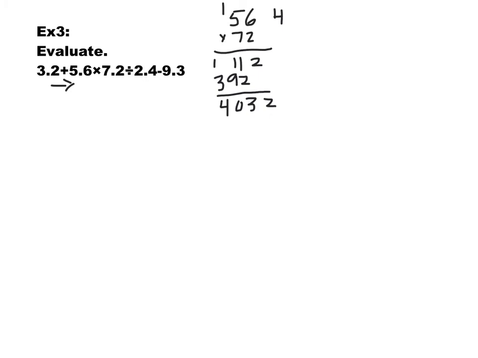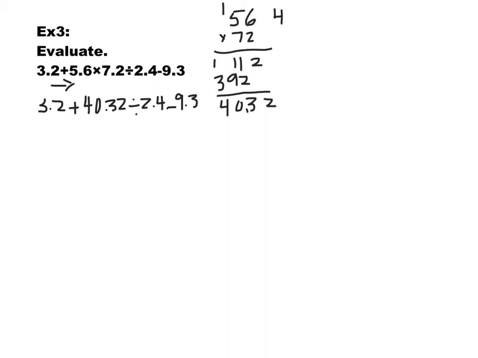Now since 5.6 and 7.2 each have one digit after the decimal, when we finish with the multiplication, we are going to move the decimal point to the left 2 digits. So the answer is 40.32. Now our expression becomes 3.2 plus 40.32 divided by 2.4 minus 9.3.